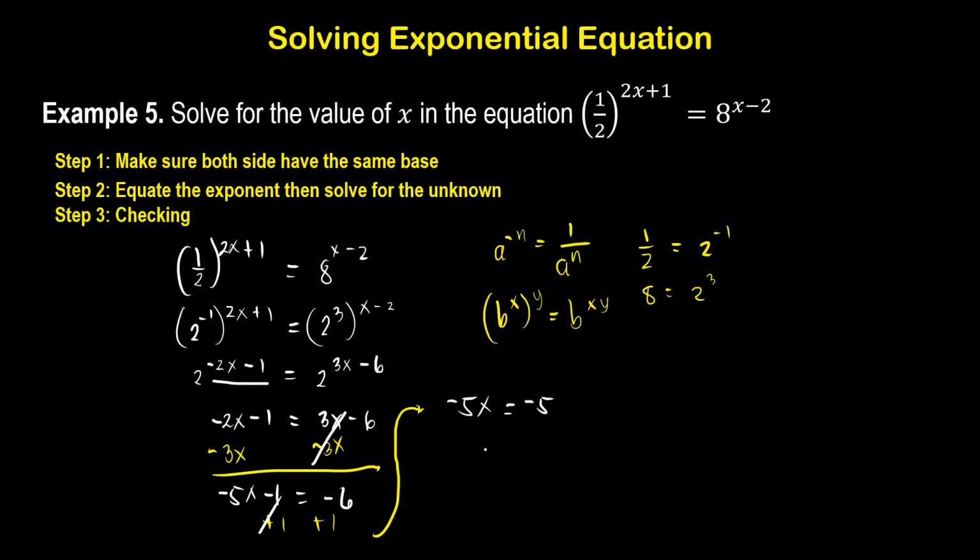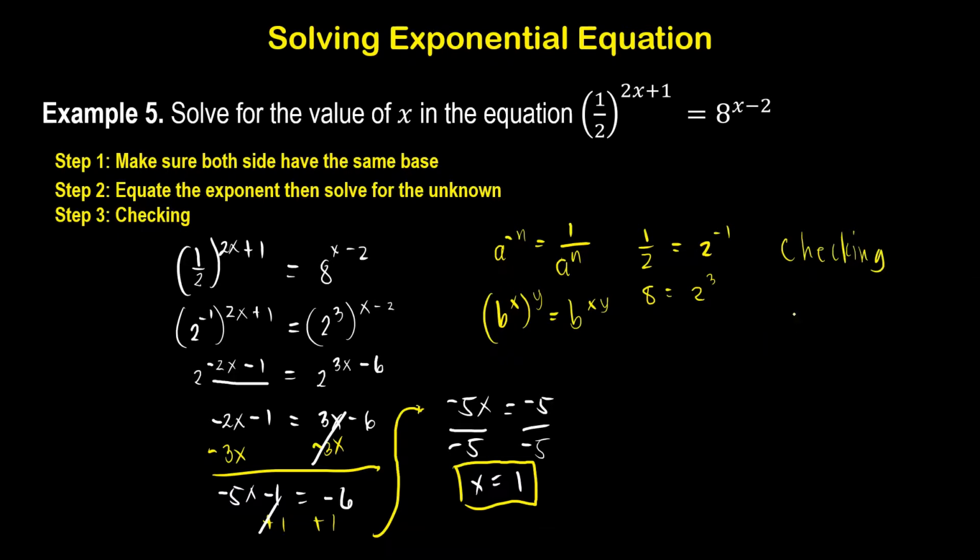But, of course, to solve for the x variable, ang gagawin lang natin is to divide both sides by negative 5, and that gives us the value of x, which is equal to positive 1. Okay, so that means ang value ng x natin dito sa ating example number 5 is equal to 1. But of course, to make sure na tama yung answer natin, we need to do the checking.